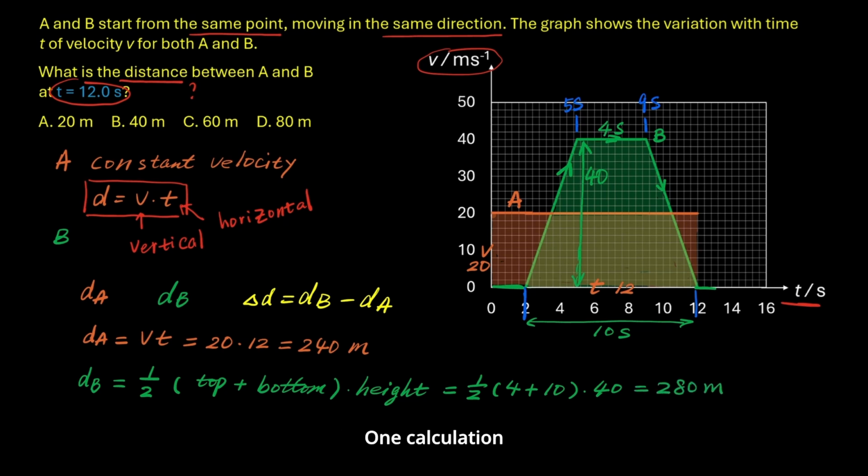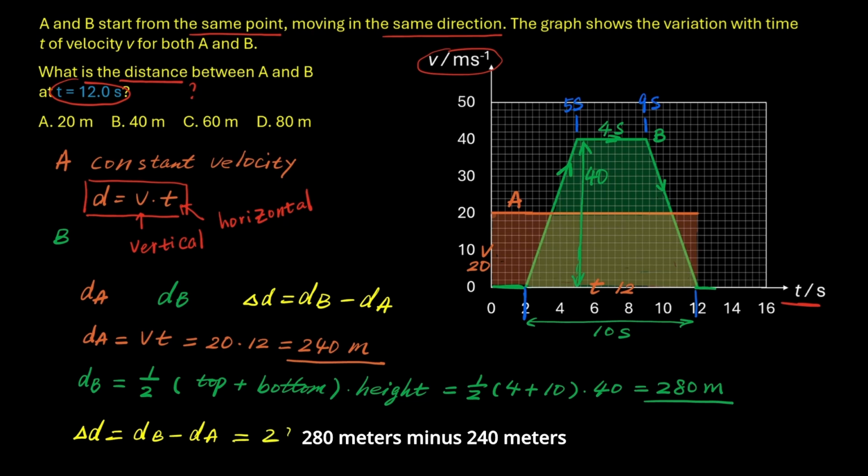One shape, one calculation. Now we have both distances. dA is 240 meters and dB is 280 meters. All that's left is to subtract. So delta D is dB minus dA. It equals 280 meters minus 240 meters. So the gap between them is 40 meters. So the correct answer is B.